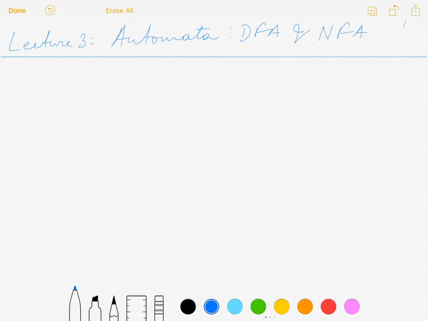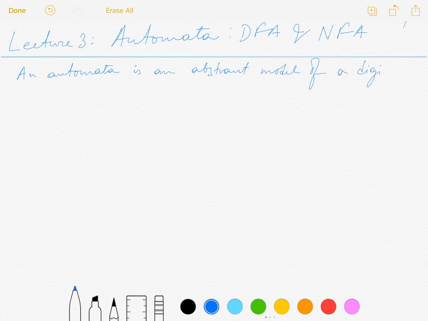What is automata? So automata is basically a discrete form of any digital computer. So we can say that an automata is an abstract model of a digital computer. So what do you mean by the abstract model of a digital computer?